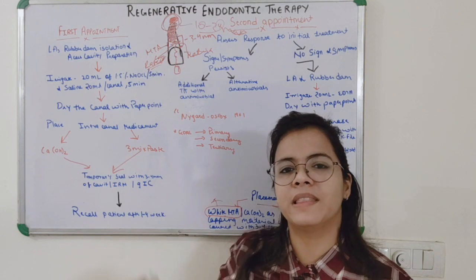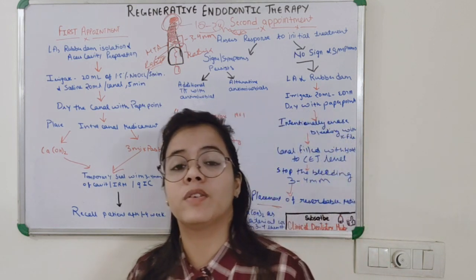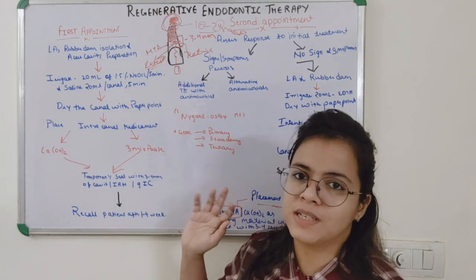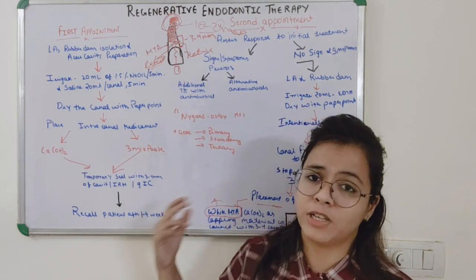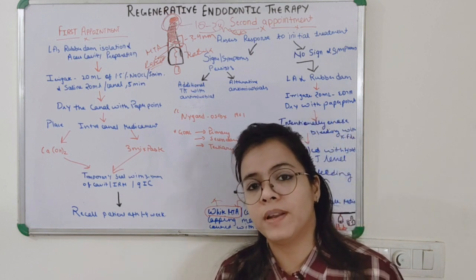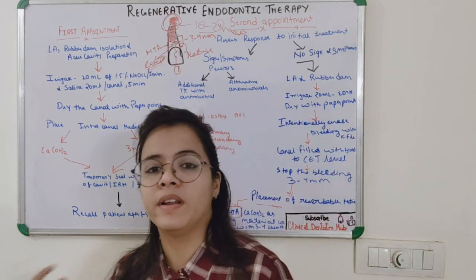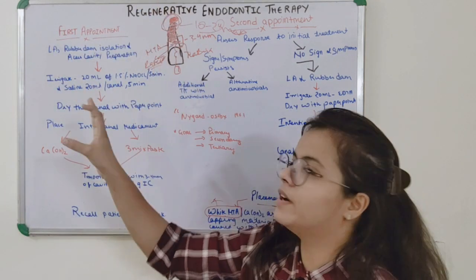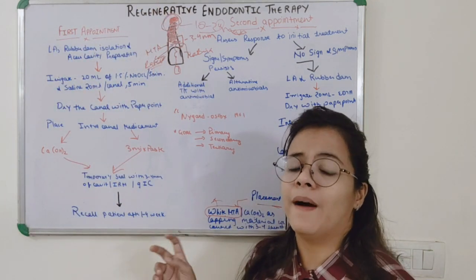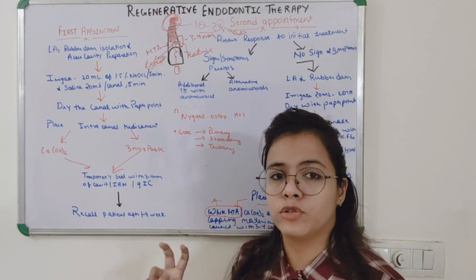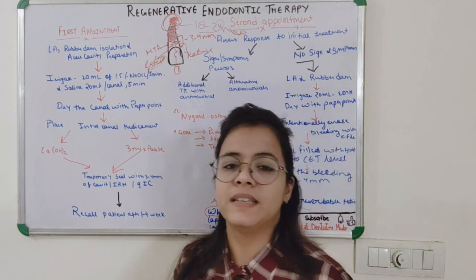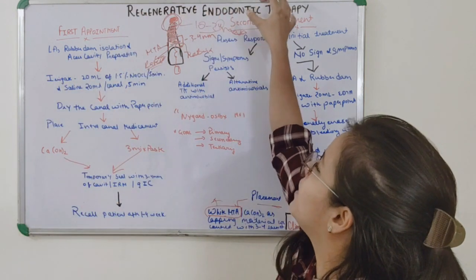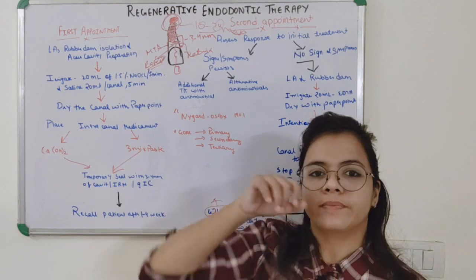You all might be thinking that this procedure is the same as that done in the case of apexogenesis. Some authors have suggested that apexogenesis and maturogenesis are one and the same, but some say that they are two different terms. So this concept of regenerative endodontics as a whole is also termed revascularization, but collectively this term revascularization is now called regenerative endodontic therapy.